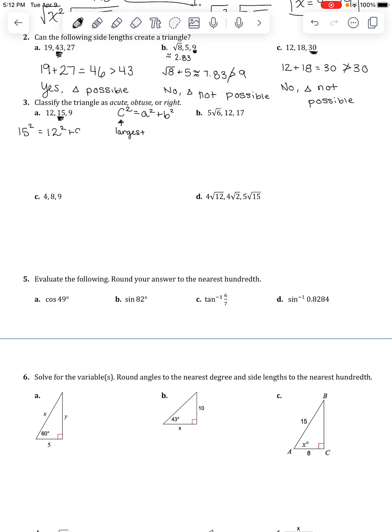So 15 squared equals 12 squared plus 9 squared. 15 squared is 225. 12 squared is 144. And 9 squared is 81. 144 plus 81 happens to be 225. And since they are equal, it is a right triangle.